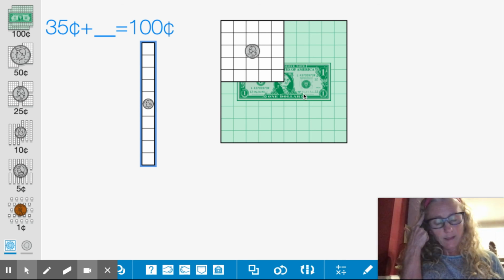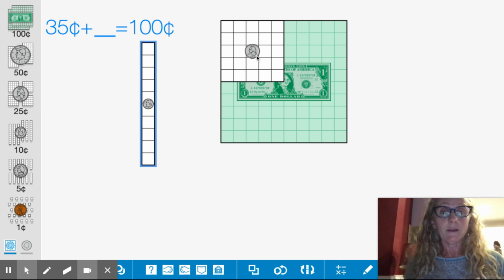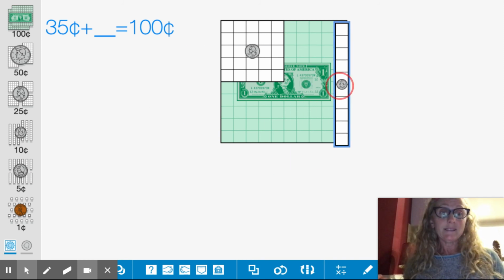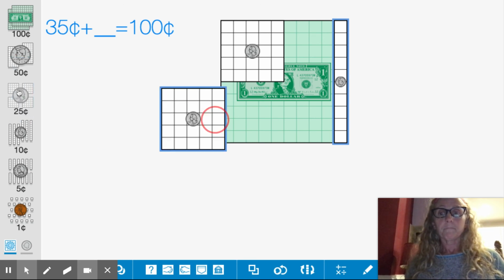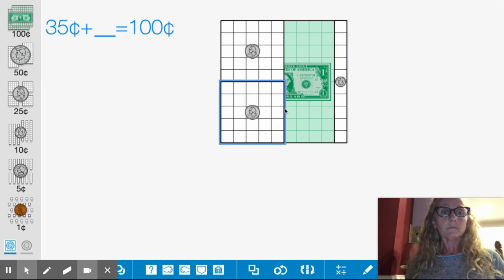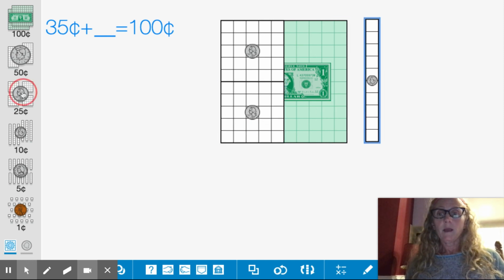So I'm going ahead and thinking in my mind, if I had 25 cents only, then I would need 75 cents more. So since I already have a dime, instead of having 75 cents more, that means I'm going to need 65 cents more. Okay? So right here, what I can do is say 35 and count up to 100. So there's 35. I'm going to add a quarter. I'm going to take this off, add another quarter.